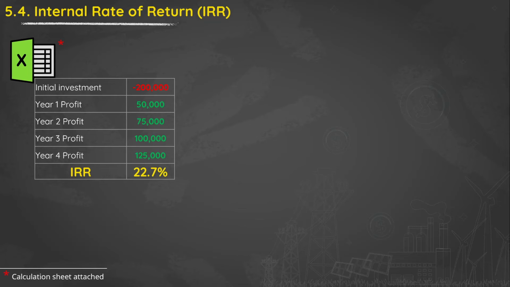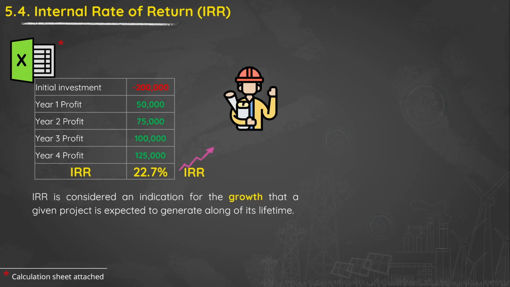It means that IRR is considered an indication of the growth that a given project is expected to generate along its lifetime. With alternative opportunities, the opportunity with the higher IRR is more likely to be selected because it promises a higher growth rate. That's why IRR is commonly used to compare profitability between establishing a new operation or extending a current one.